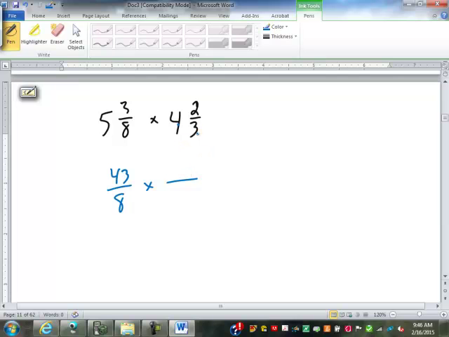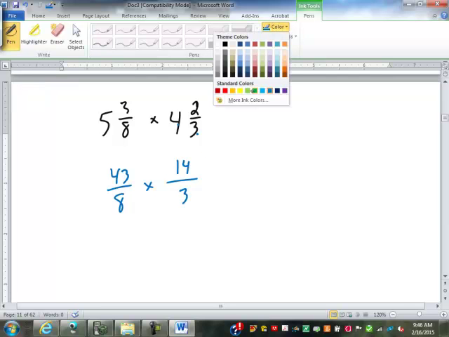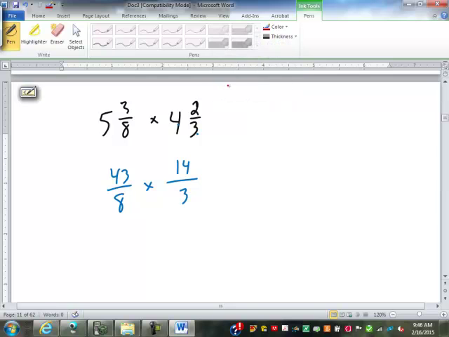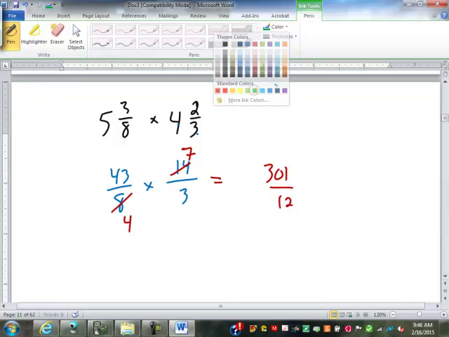Yeah, 4 times 3 is 12, plus 2 is 14, 14/3. From there, what should we do next? Cross cancel. Which ones? 14 and 8 can both be divided by 2, which will give me 7 and 4. 43 times 7, 301. 4 times 3, 12. And now we have to reduce it.